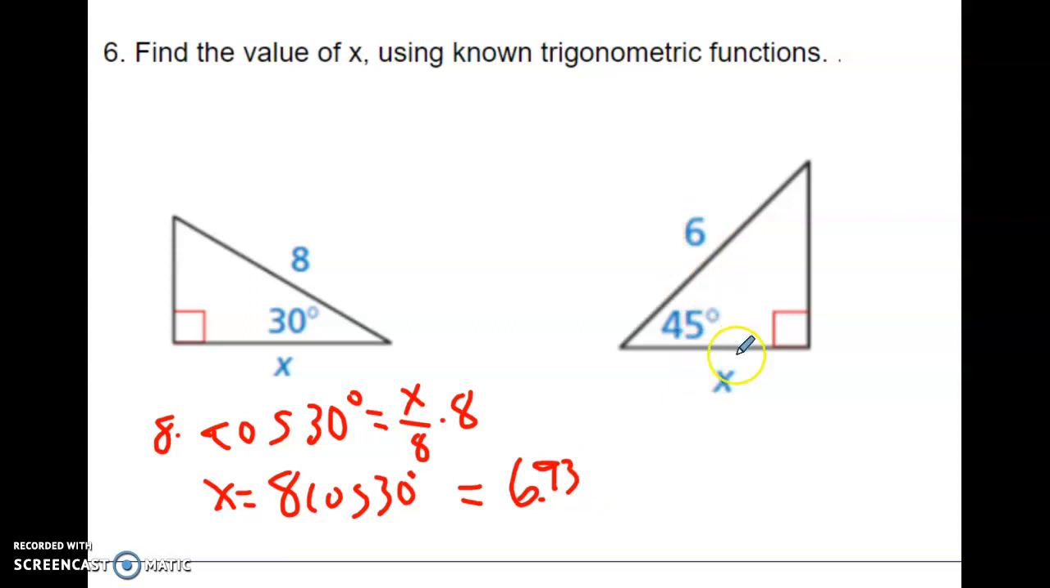Same thing for this one right here. 45 degrees, we're looking at the adjacent.